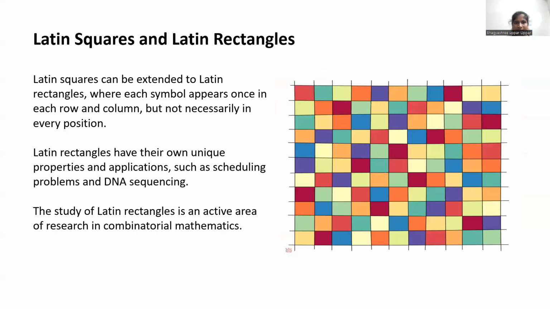Latin squares and Latin rectangles. Latin squares can be extended to Latin rectangles where each symbol appears once in each row and column, but not necessarily in every position. Latin rectangles have their own unique properties and applications, such as scheduling problems and DNA sequencing. The study of Latin rectangles is an active area of research in combinatorial mathematics.